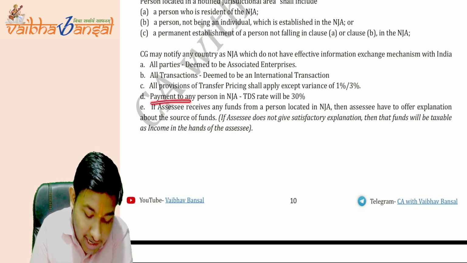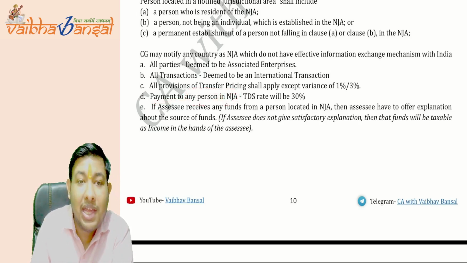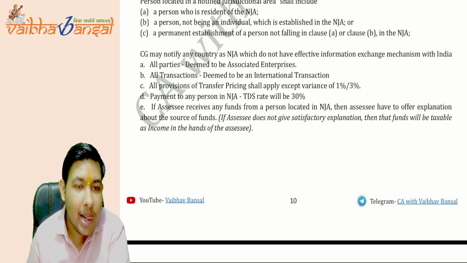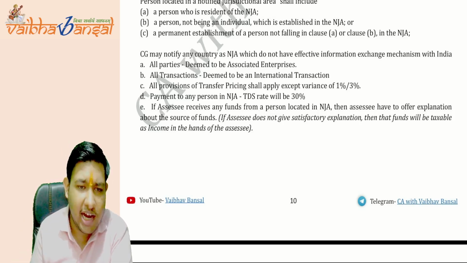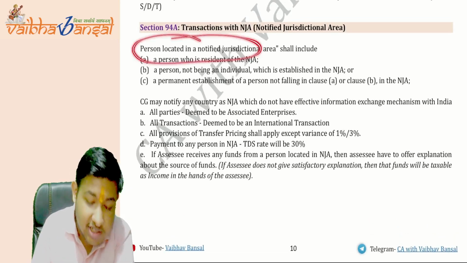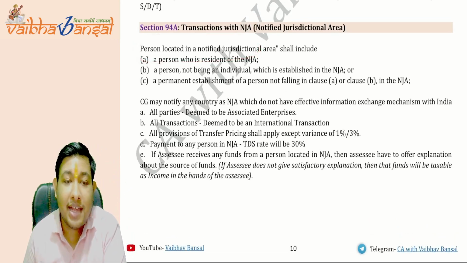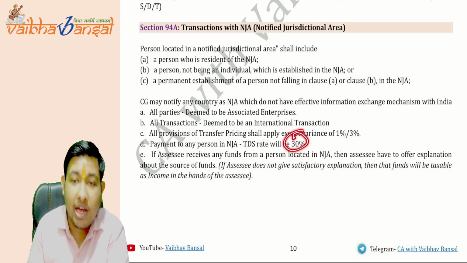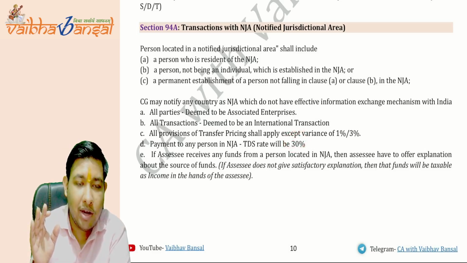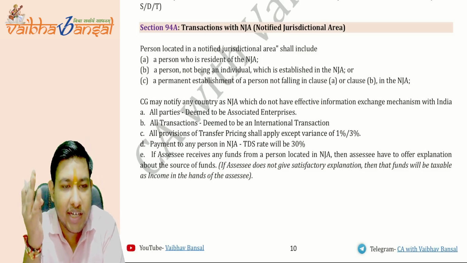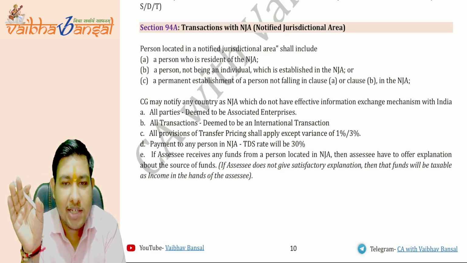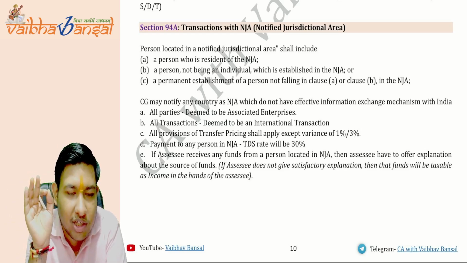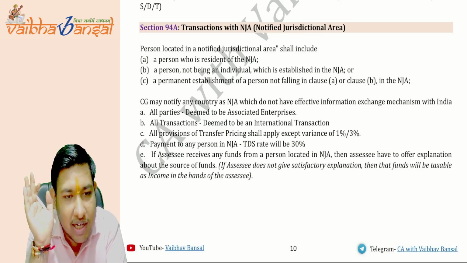Now, payment to any person in the NJA. If you are paying to any company or person located in the NJA, then the TDS rate will be 30%. Leave aside whatever you have read in the TDS chapter or the TCS chapter. We are saying that if you are transacting with the NJA, you have to deduct tax, or TDS, at the rate of 30%.